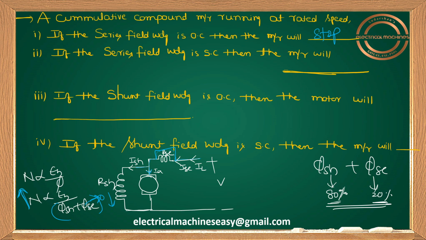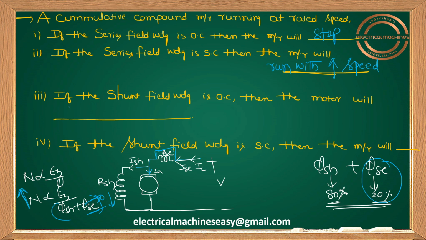What is the reason? Your phi SC value, how much did I tell you? 20% only. Only 20% of the flux becomes zero here. The remaining 80% flux is there. Therefore the denominator is reducing and your N is increasing. So I can write here: if the series field winding is short circuited, then the motor will run with increased speed.